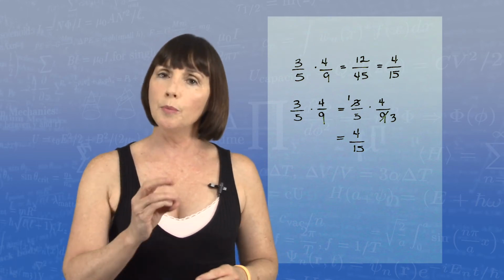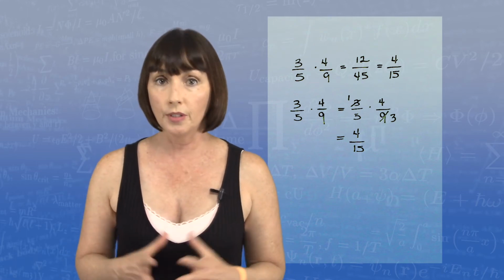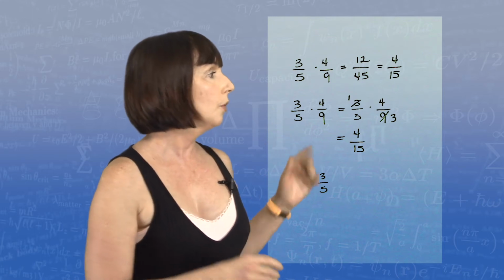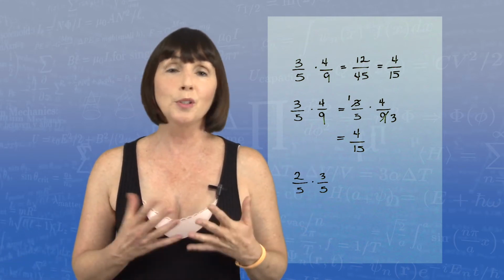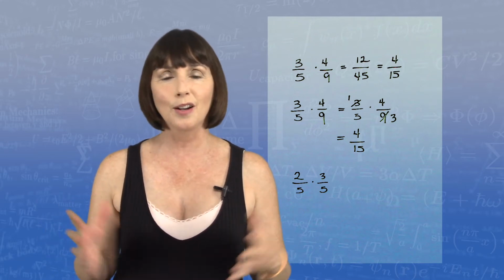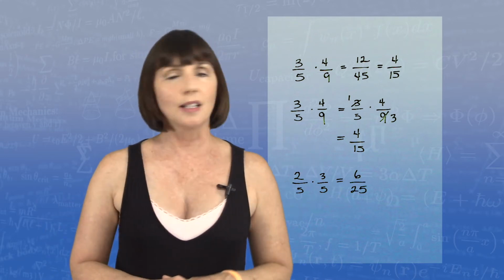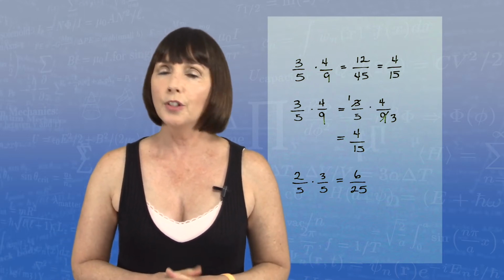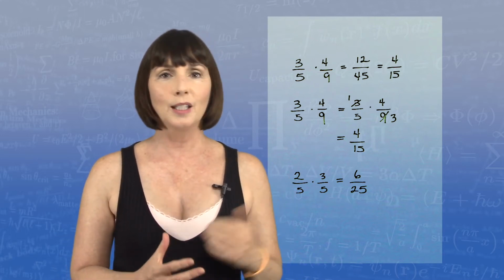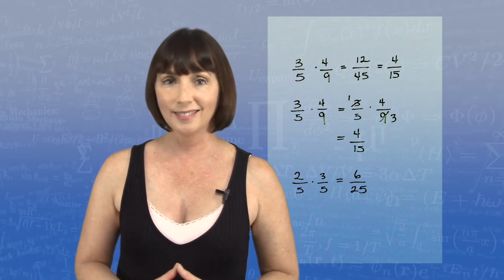All right, now what if you're multiplying and the denominators are the same? For example, 2 over 5 times 3 over 5. Nothing changes. You still just multiply straight across the top and straight across the bottom. 2 times 3 is 6. 5 times 5 is 25. 6 over 25. There's no common factor here. This is already in lowest terms, so we're all done.